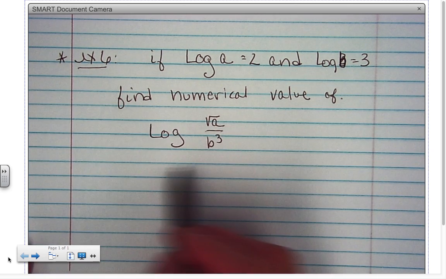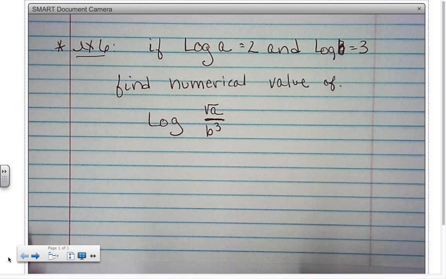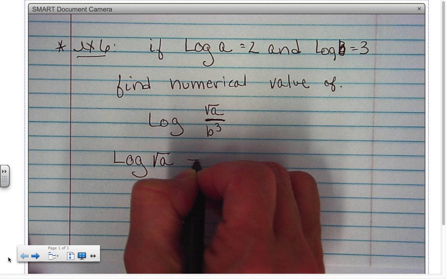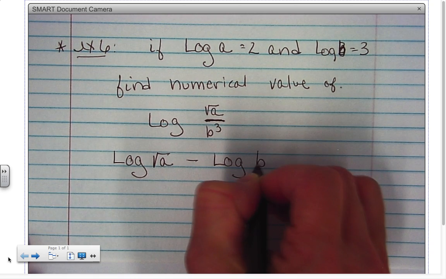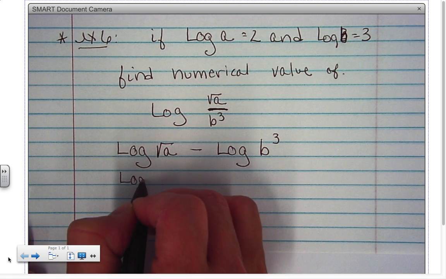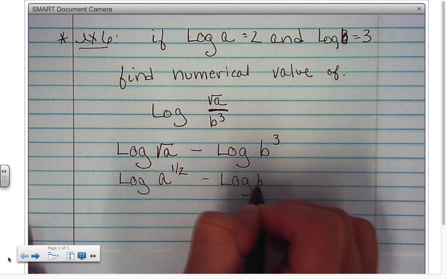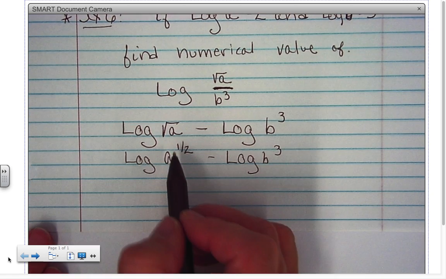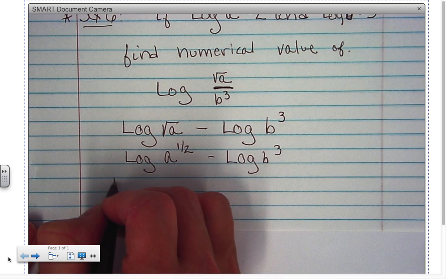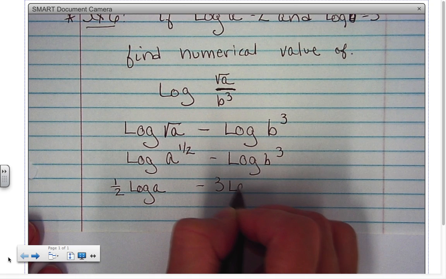So all we're going to do is expand this out like we did those first few examples. I always start with this division first. Division is the same as subtraction. So my first step would be to pull that apart, but change it to subtraction. Anytime I've got a radical, it's like a power of 1/2. Any of those exponents that are up high because of the power law will come down out in front. So this will be 1/2 log a minus 3 log b.